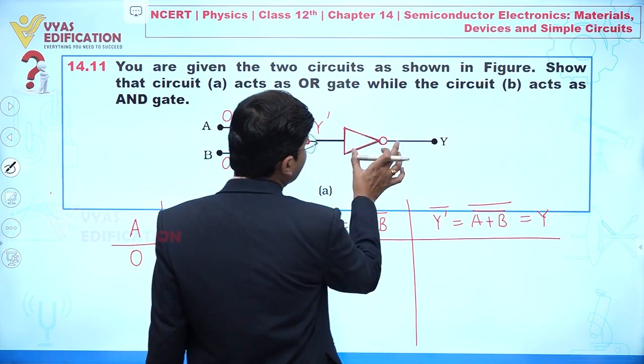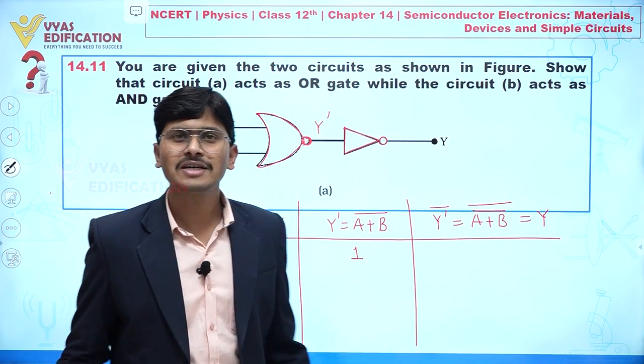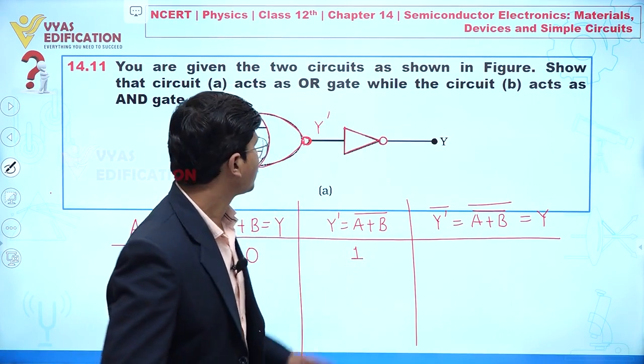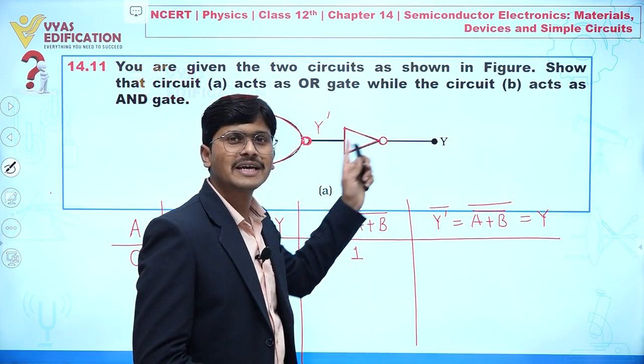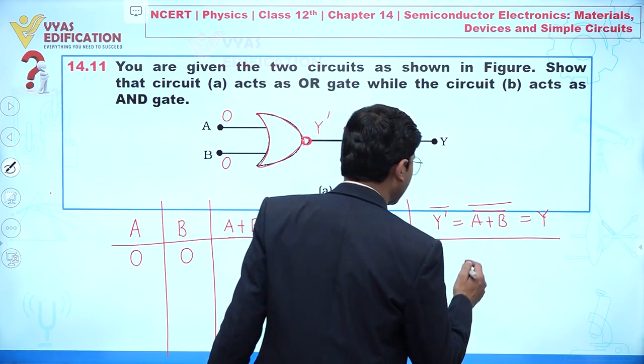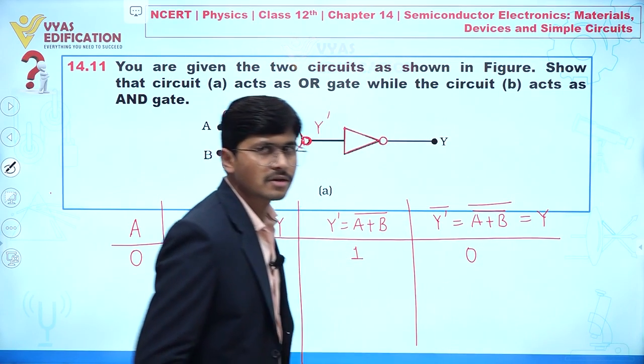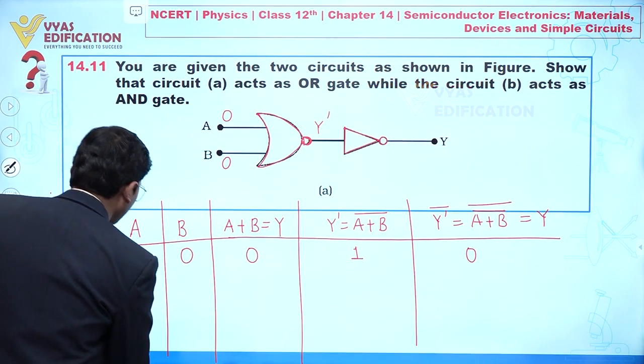Whenever we have 1, we have the NOT gate. A NOT gate always converts to the opposite signal. Let's suppose we have 1, so here we get 0. If we have 0, we get 1. So this is 1, I can say this one is 0. Clear to everyone? Yes.